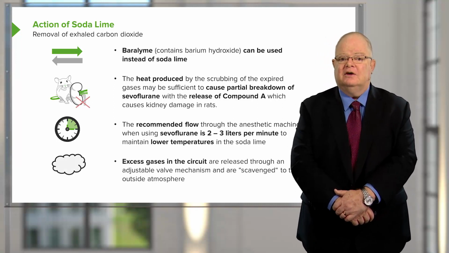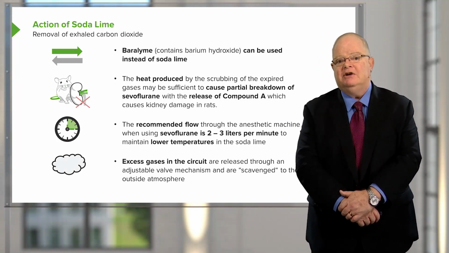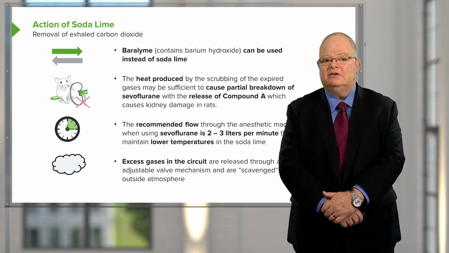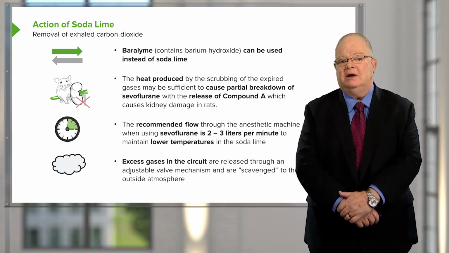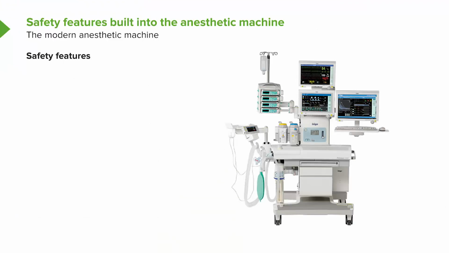Excess gases in the circuit are released through an adjustable valve mechanism and are scavenged to the outside atmosphere. As I already mentioned, there is some risk of environmental damage from vapors being scavenged in this way, so we try to keep the total amount being released into the atmosphere at a low level.